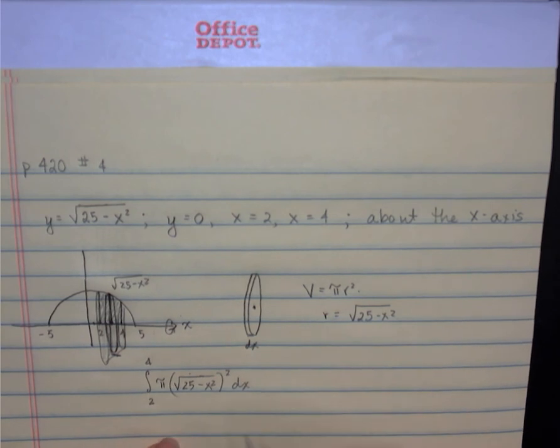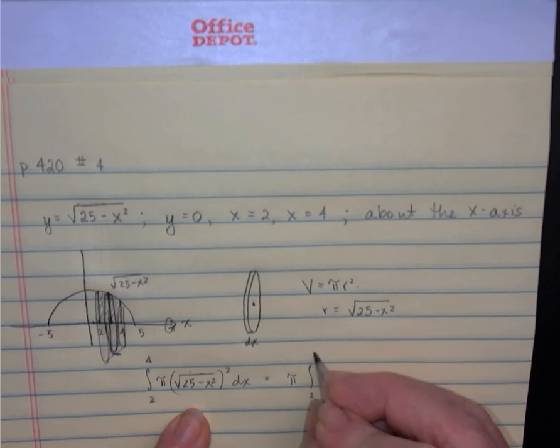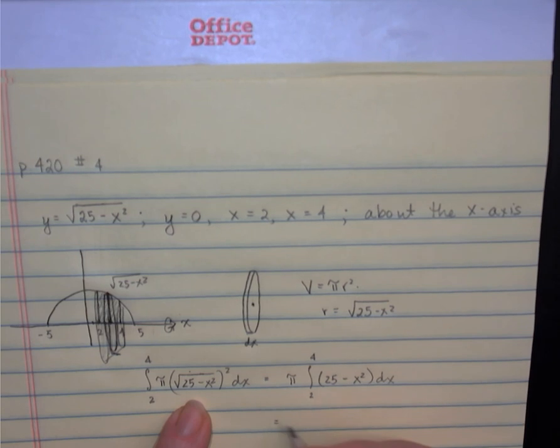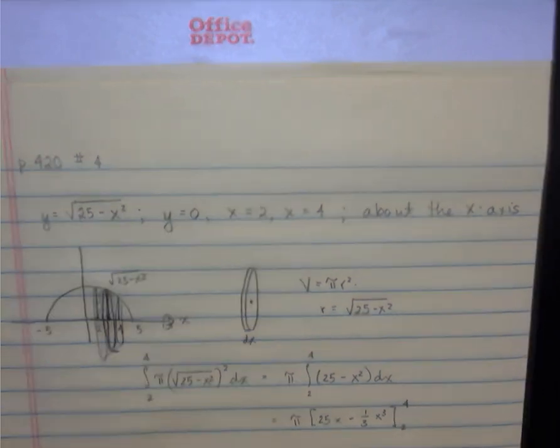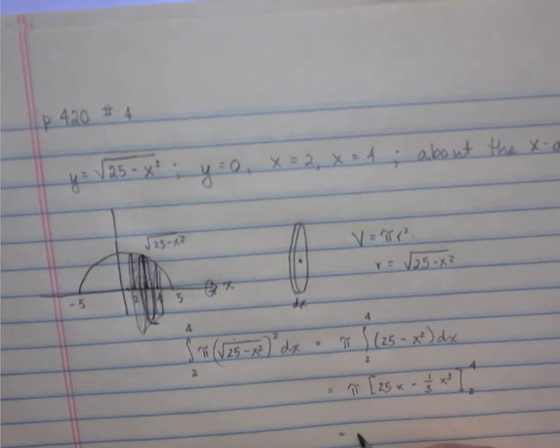I'm even going to do this by hand because it's so easy. I'm going to pull out the pi. We're going from 2 to 4. This thing squared is just 25 minus x squared dx, which is going to give us pi times 25x minus 1/3 x cubed between 2 and 4. And then you can plug in the limits of integration there.